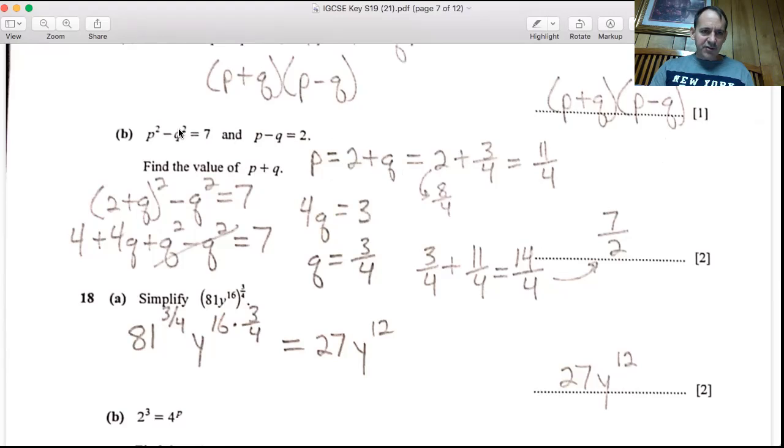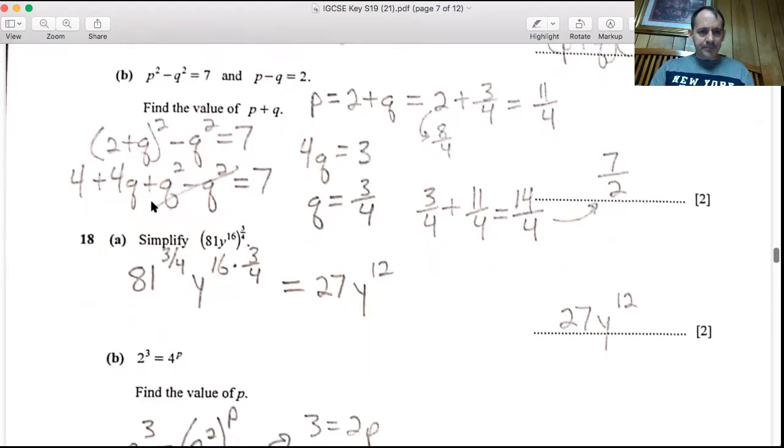Then I plug this into the first one, and you see it right here. So 2 plus q squared minus q squared equals 7. Multiply that out. Remember, squares do not distribute to add and subtract. So you need to multiply this out, smiley face method. 2 plus q times 2 plus q gives you 4 plus 4q plus q squared minus q squared equals 7. The q squareds cancel, giving you 4q equals 3 because you're going to subtract the 4 from the other side. So 4q equals 3. q equals 3/4.